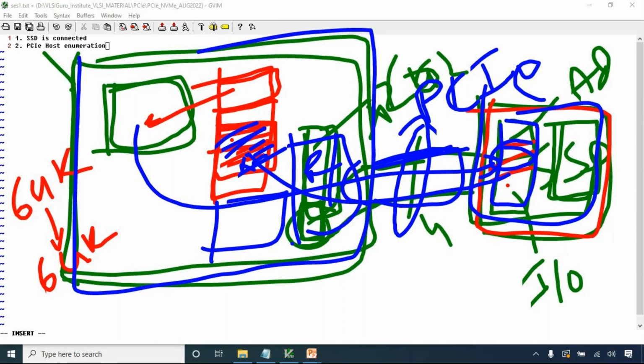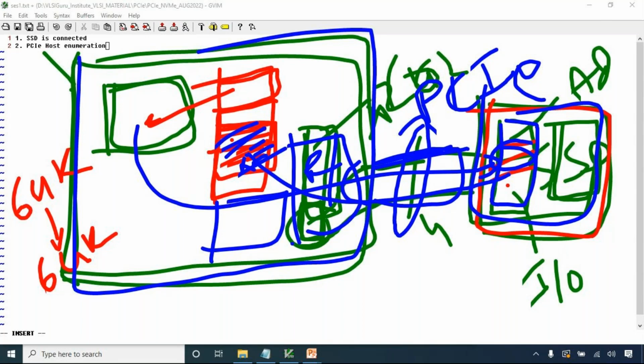configuration writes. And there is a little confusion, because the spec doesn't clearly mention whether it should be a configuration write or a memory write. What they say is it has been mapped to the BAR 0, BAR 1 address registers. I believe it should be a memory write. If it is mapped to the BAR 0, BAR 1 registers, that register space, it should be a memory write.